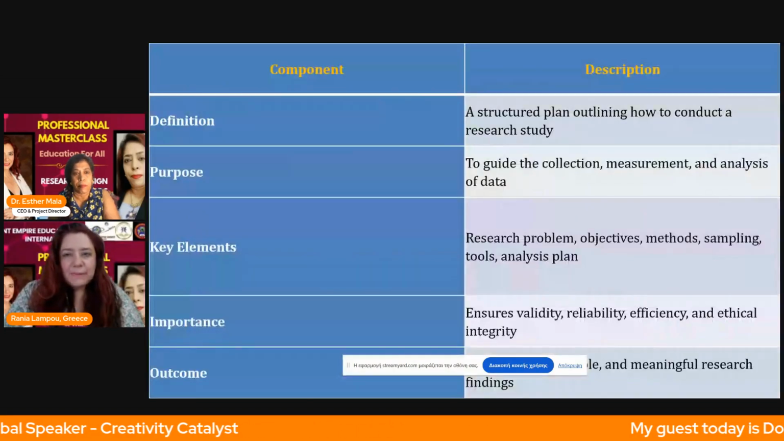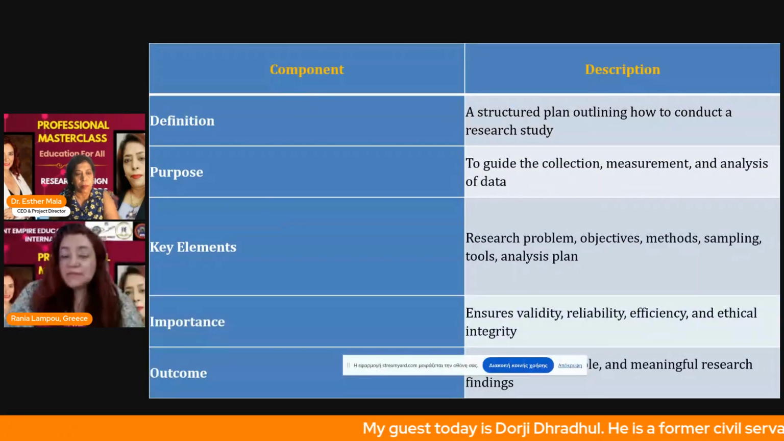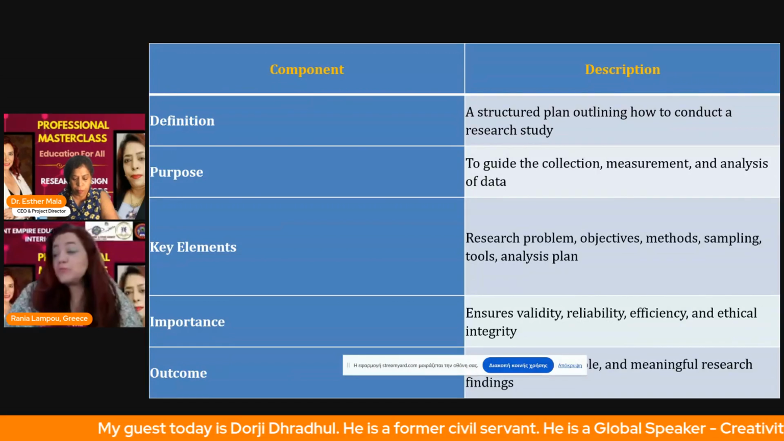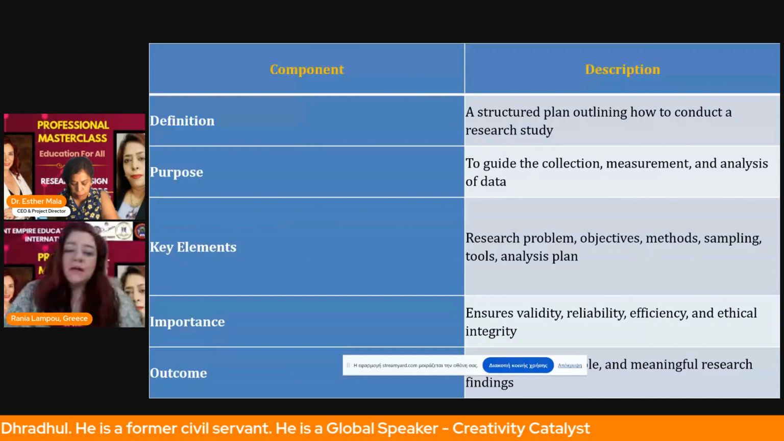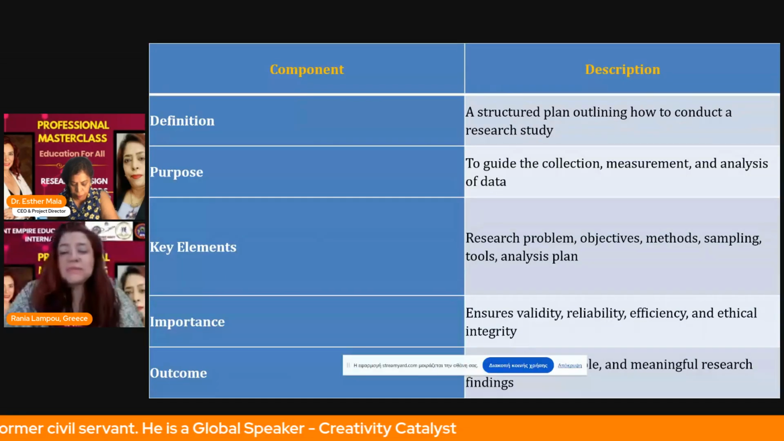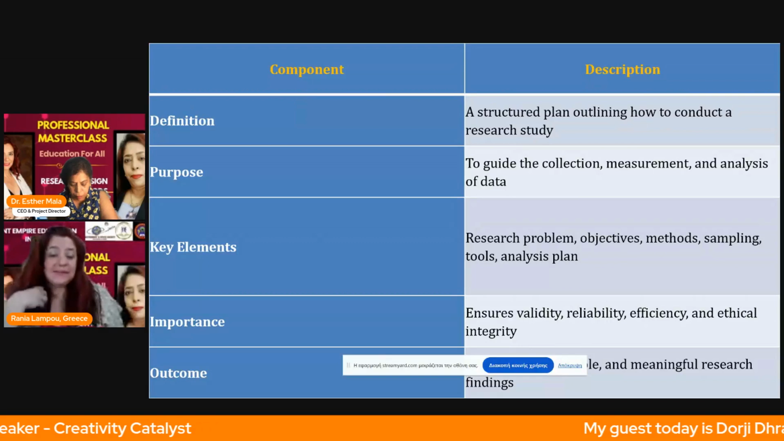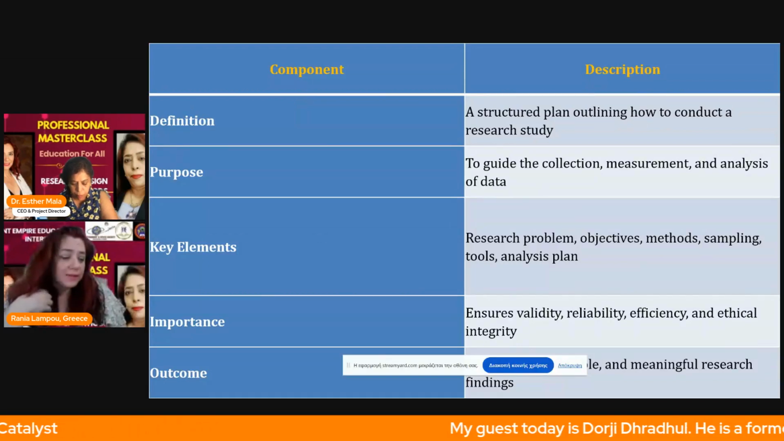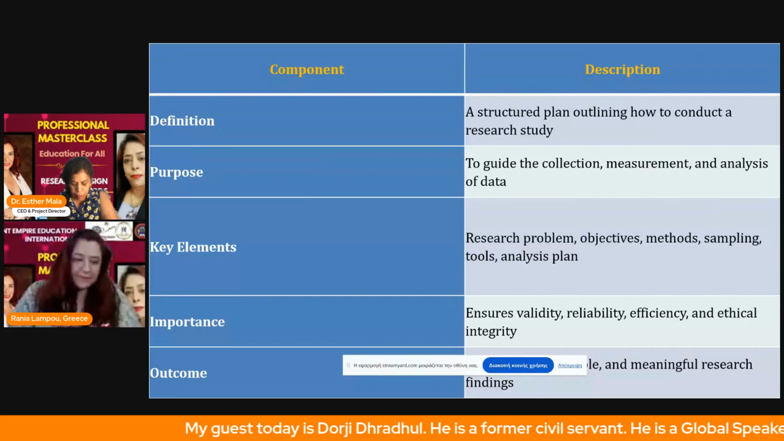Here you can see a summary table which shows that research design is a structured plan outlining how to conduct a research study. The purpose is to guide the collection, the measurement, and analysis of data. The importance is that it always ensures validity, reliability, and ethical integrity. The outcome is credible, reproducible, and meaningful research findings.